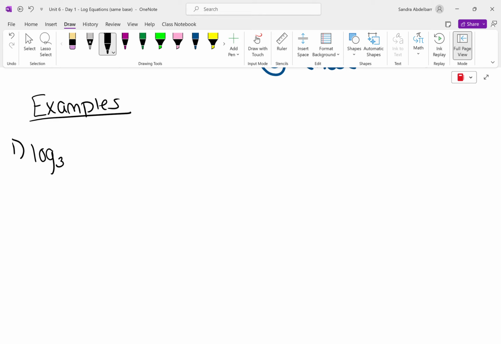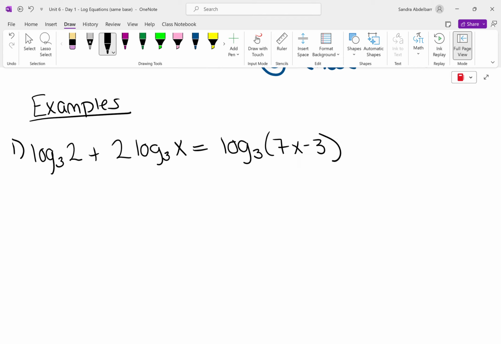So we have log base 3 of 2 plus 2 log base 3 of x is equal to log base 3 of 7x minus 3. So no matter which type of equation we have, our first step is to make sure that all of our bases are the same, because when our bases are different, it's going to be a completely different process. Are all of our bases on these logs the same? Yes. Now, is this log equals a number or log equals another log? This is log equals another log.